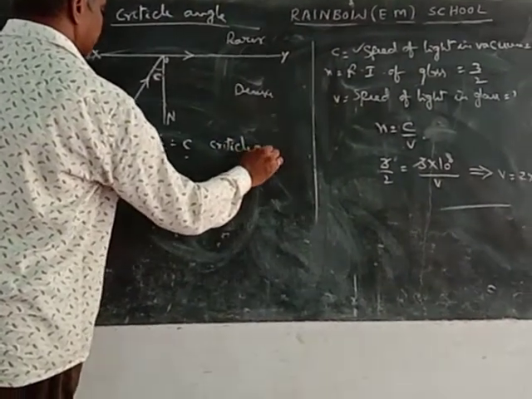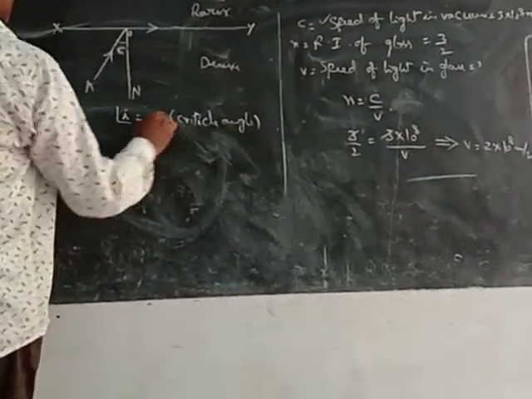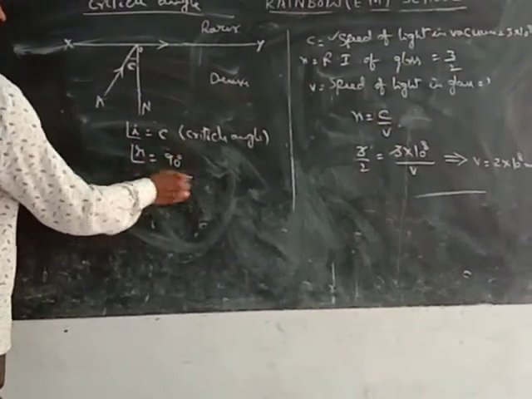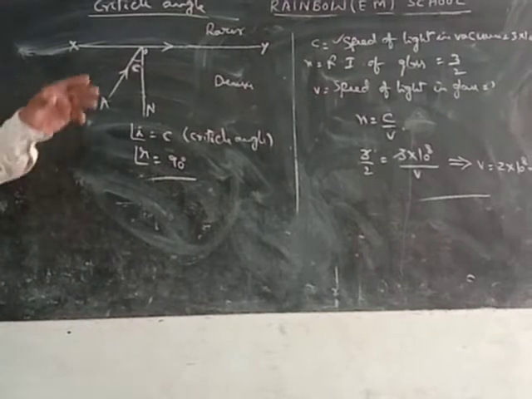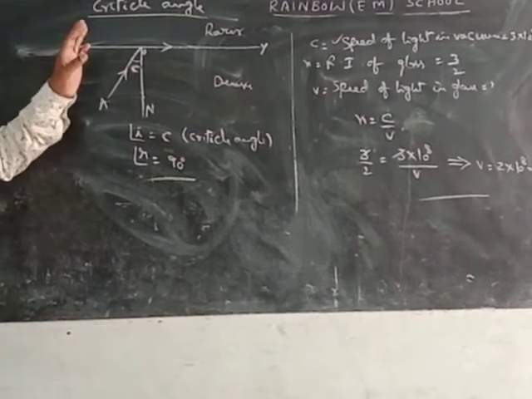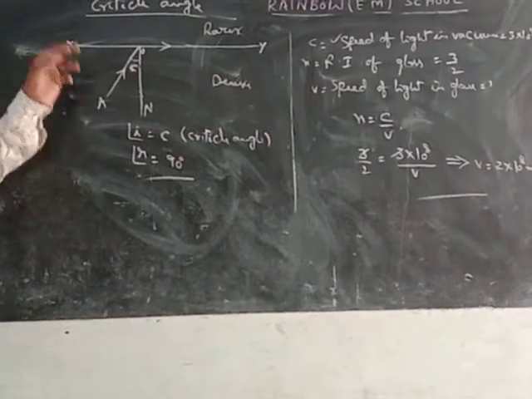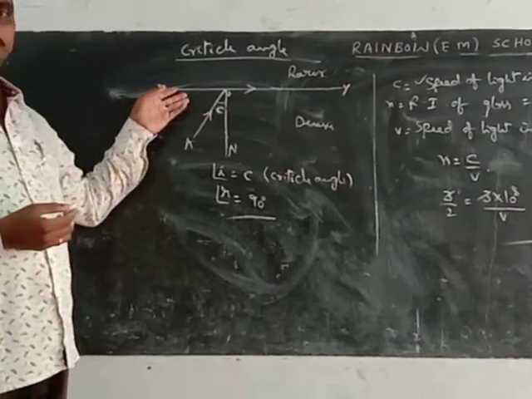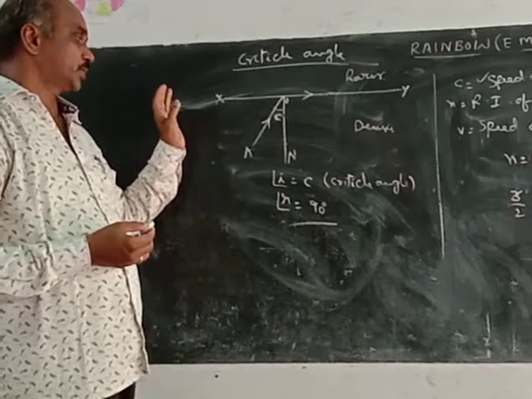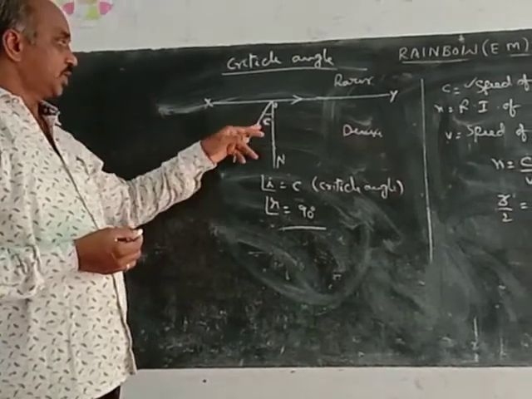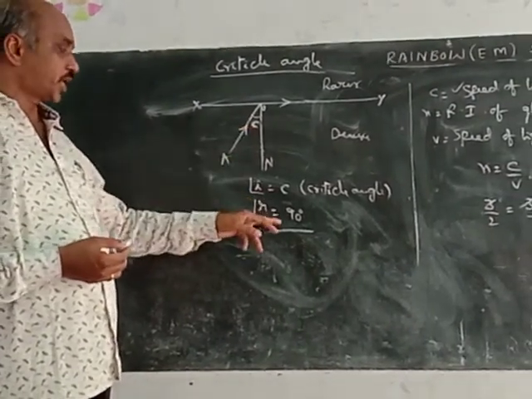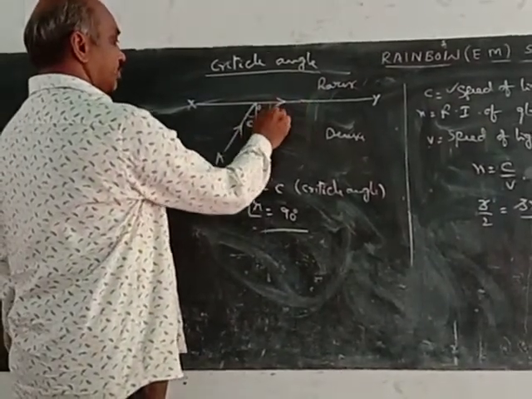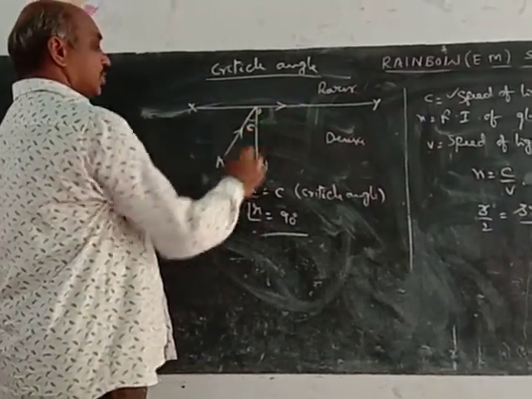Critical angle. Here the angle of refraction is 90 degrees. Sometimes in the examination it is directly asked, what is the angle of refraction? The angle of incidence is equal to the critical angle. If the angle of incidence is the critical angle, then the angle of refraction is 90 degrees. This is the normal, this is the refracted ray. What is the angle between these two? 90 degrees.